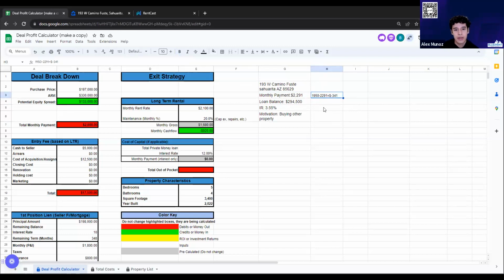But what's great about real estate is not everyone is buying to make it a long-term rental. There's several different exit strategies. And so just because it doesn't cash flow as a long-term rental doesn't mean there's a play there.